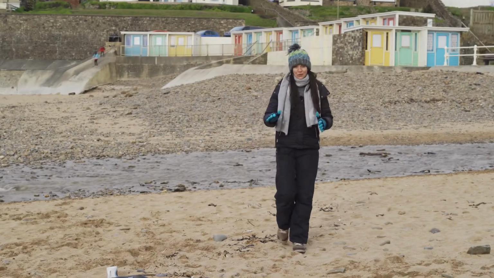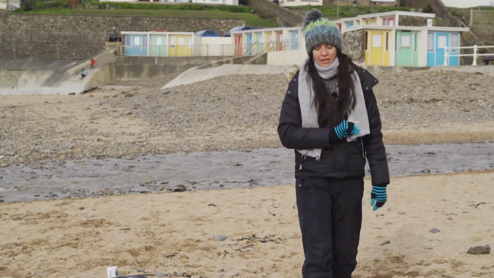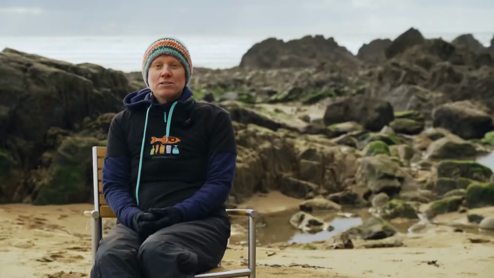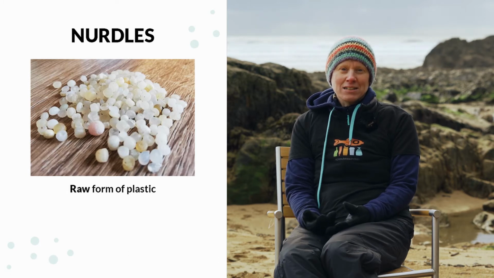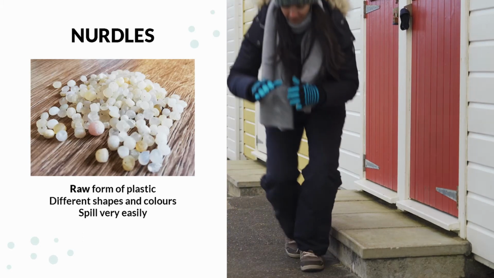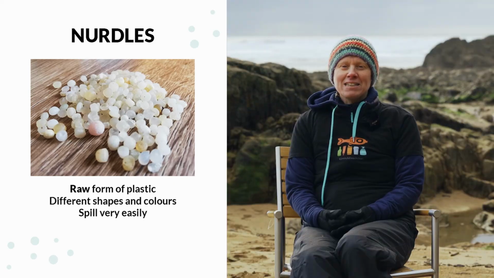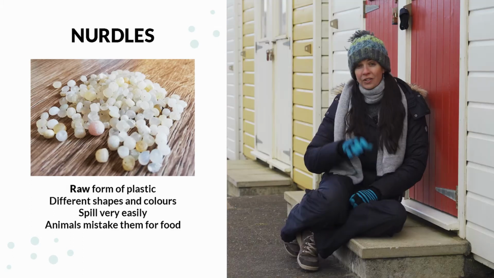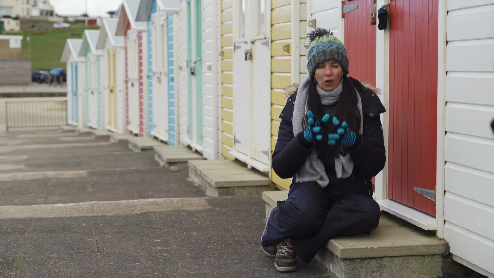So we've spent loads of time today learning about the biggest things in the oceans and the smallest things in the oceans. Should we go back to Helen for a recap? So the smallest items are called nerdles, and they're the raw form of plastic, and they go to make all the plastic items that we use every day. They come in all the different colours under the rainbow and often look like balls or lentils or pellets. They get spilled easily at every stage of their use because they're so small and light.